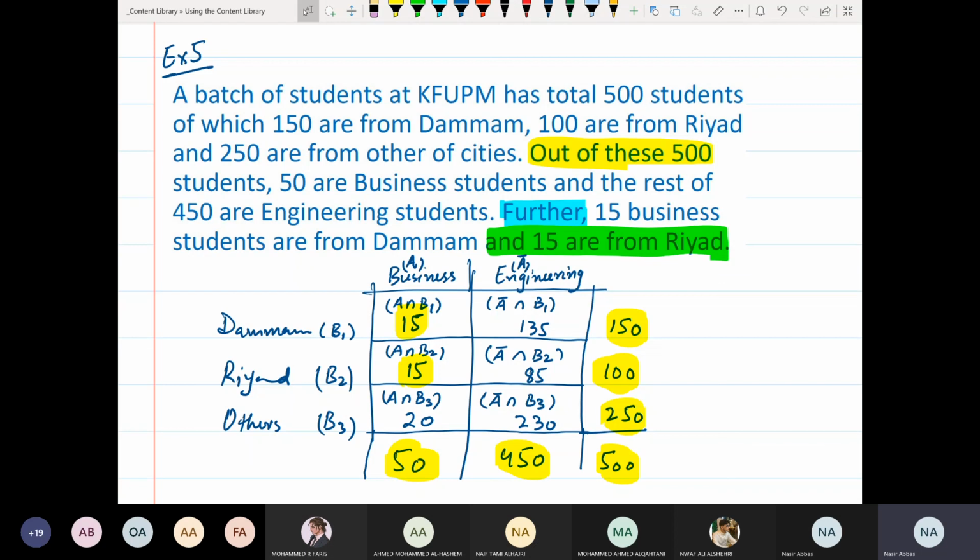Yes, Faris, please go ahead. Yes, doctor. Like these questions, first step, we draw this table, right? Yes, and we call it a contingency table. This is the first step.